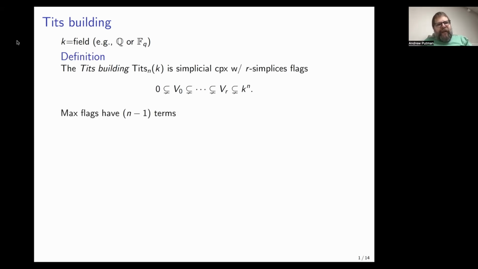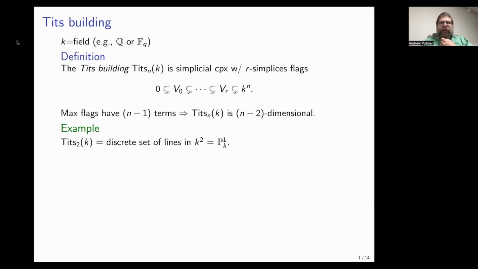So the maximal flags, the maximal simplices, have n-1 terms, but we start off with 0, so therefore this is an n-2 dimensional simplicial complex. Let me give you some examples so we can learn to think about it in simple cases. Tits 2 of K is flags in K squared. There, all there are is lines inside K squared, with no inclusion relations. So this is just the discrete set of lines in K squared, which is also called P1, but not with the Zariski topology, literally with the discrete topology. So it's just a set of points, the set of lines inside K squared.